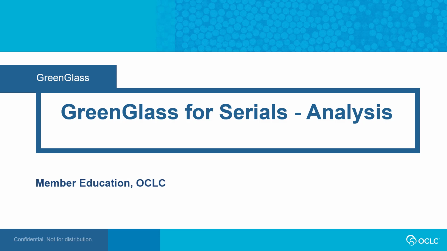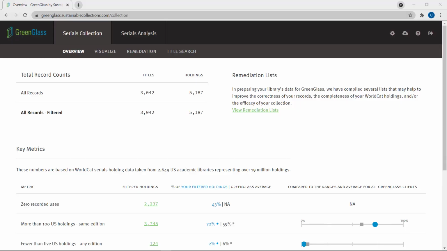During this session, we will review the Analysis tab in GreenGlass for serials. There are two primary navigational tabs at the top of every GreenGlass screen: Serials Collection and Serials Analysis. To access the Analysis page, click here.